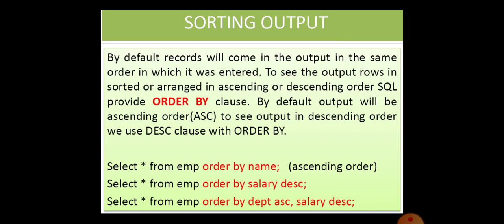Look at the third example. SELECT * FROM employee ORDER BY dept ASC, salary DESC. By default, the compiler will do the first arrangement using the department in ascending order, ASC. Then again it will sort with the salary. So as a net effect, we will get the rows in descending order of salaries.